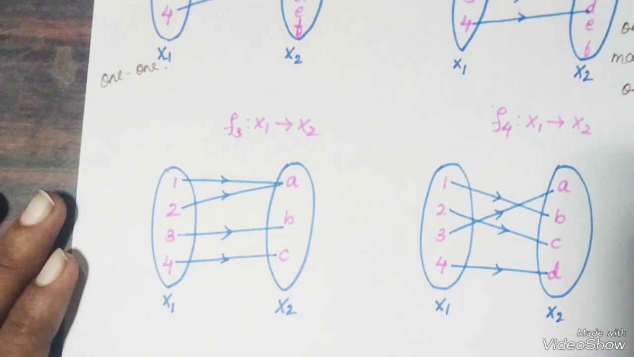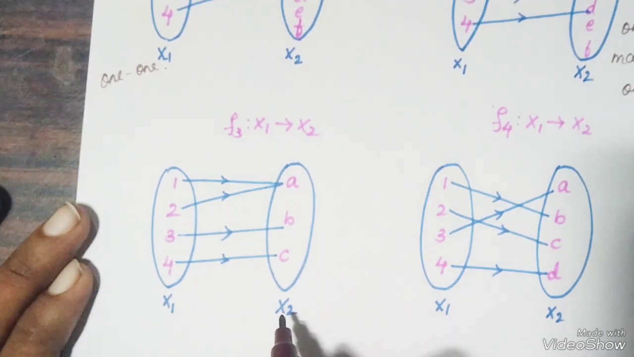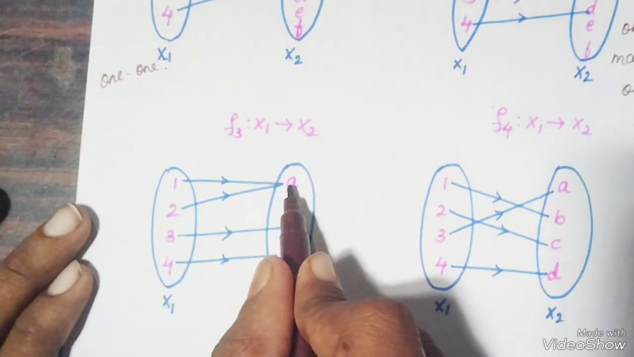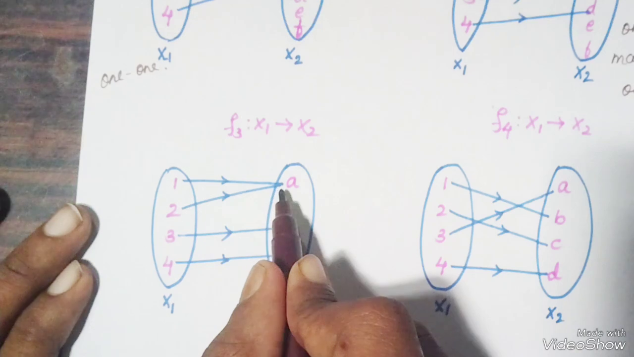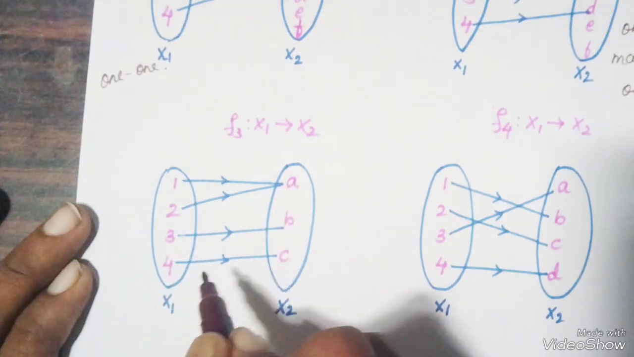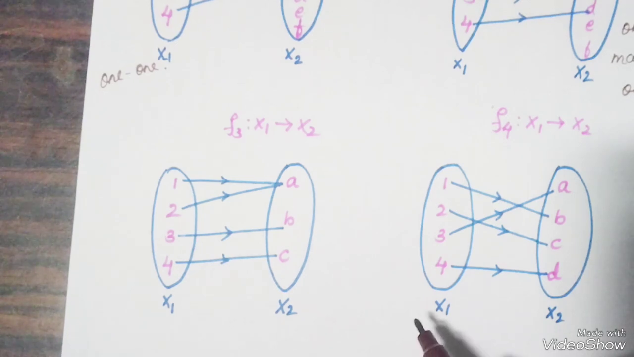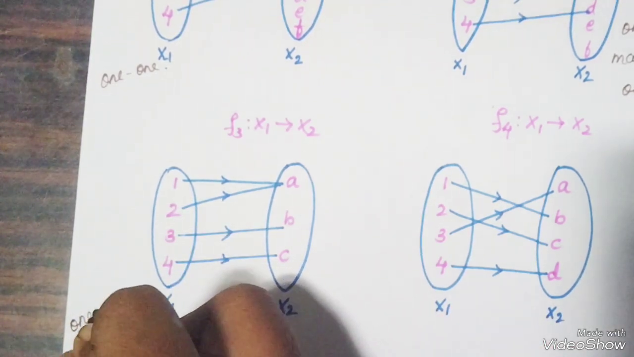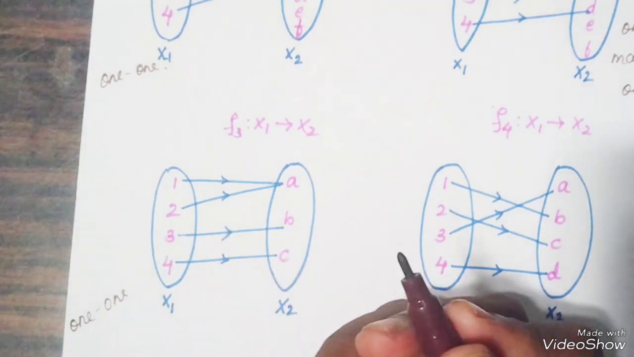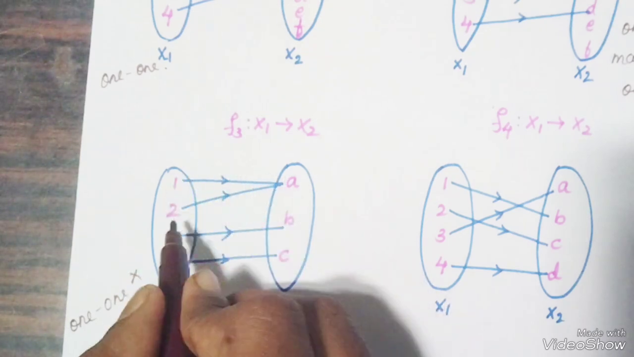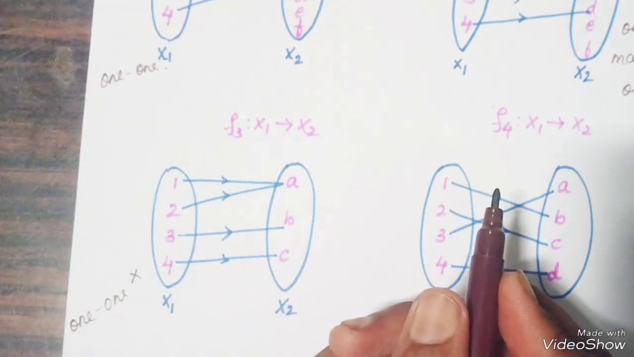Now, consider the function f3. Here X1 and X2 are the two sets. X1 is the domain and X2 the codomain. 1 is related with A, 2 is related with A, 3 is related with B, 4 is related with C. Does a one-one function exist? No, same reason as the second function. One-one does not exist because 1 and 2 have the same image.